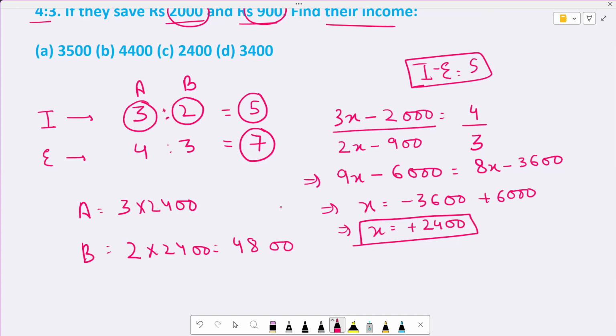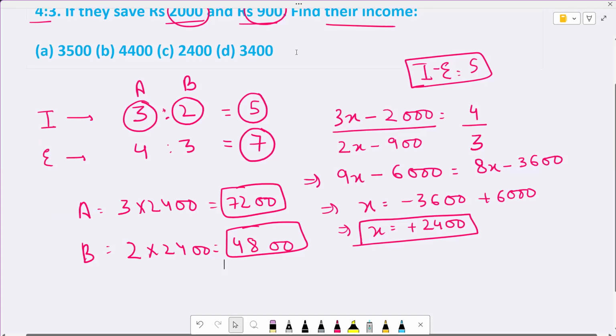and with respect to A, we have here 60 and 70. So this will be the income of A and this will be the income of B. So this will be the answer to this particular question.